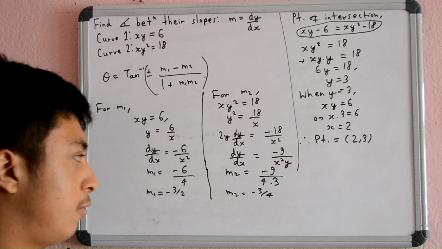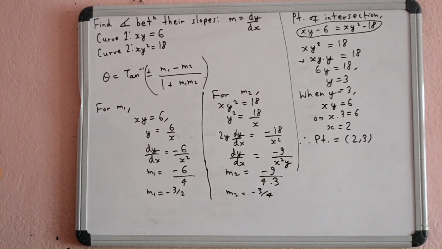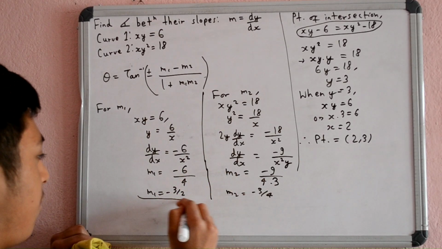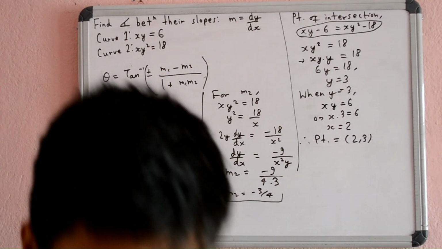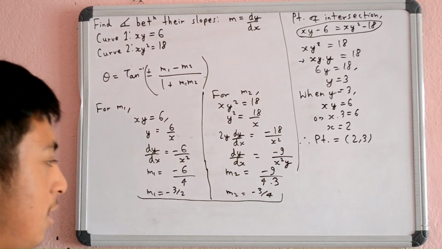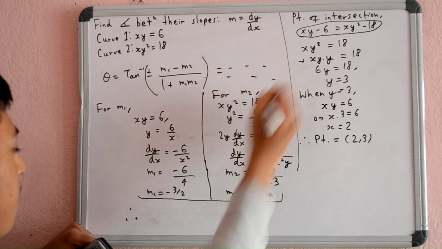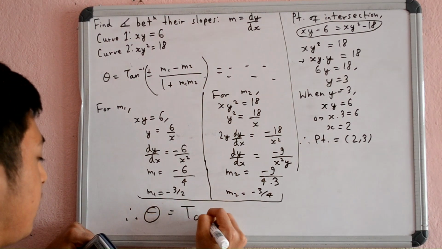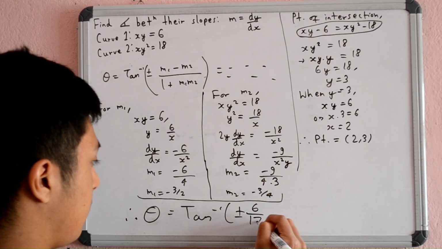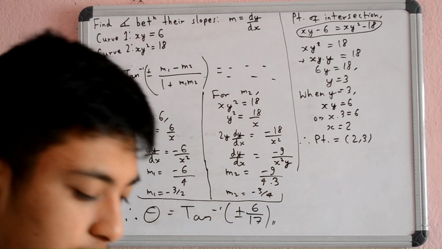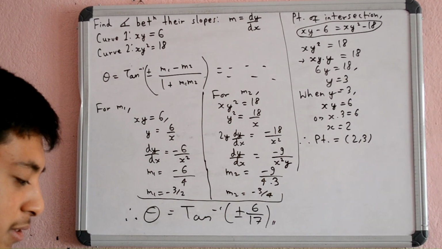You can just cancel 9 and 3. Anyway, we have found our slopes, and just put those values in and you should get the answer. I'm just going to use a calculator. So here you can just do the next step. So theta is equal to tangent inverse plus minus, yeah, that is the angle. I hope I did it correctly. I think I did it correctly.